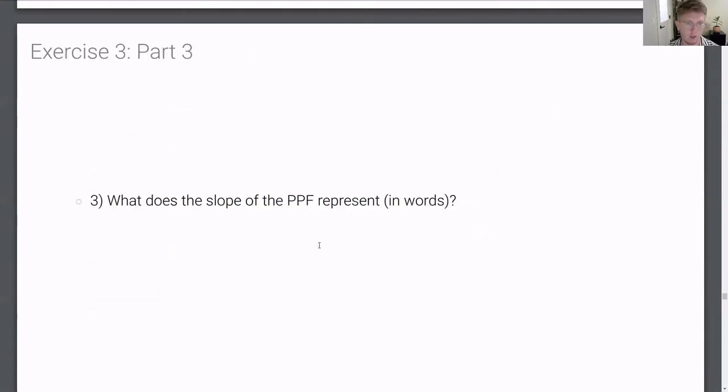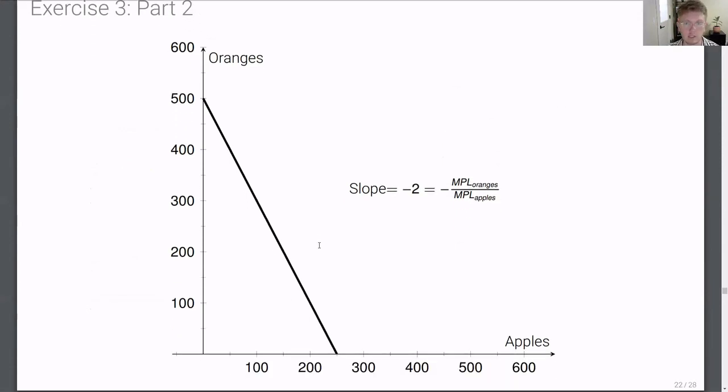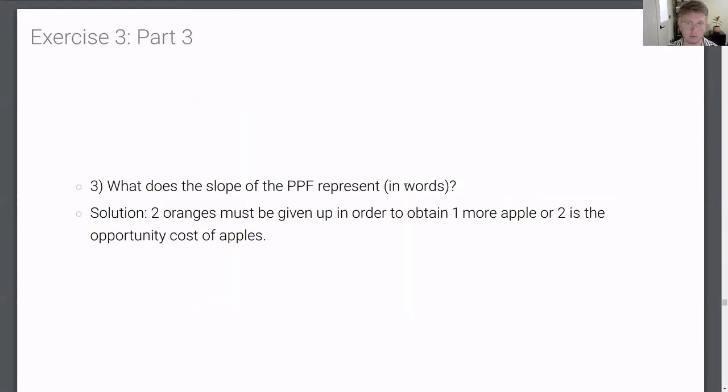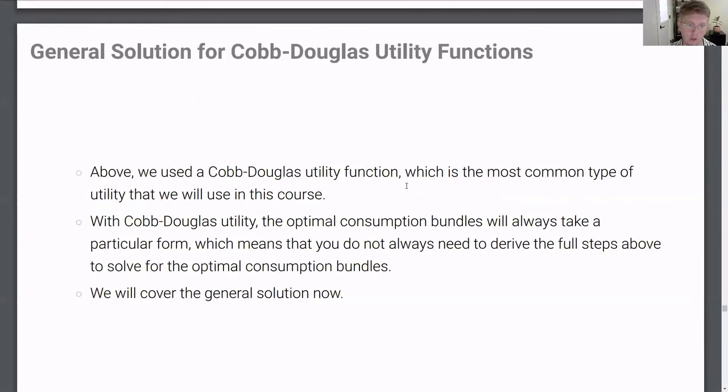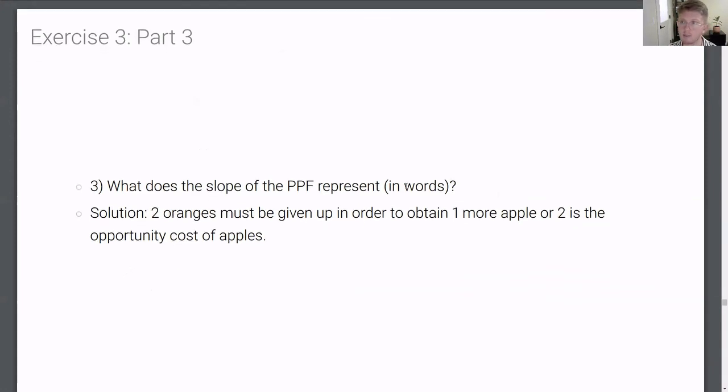Okay. And so what is the slope of the PPF representing in words? Well, notice it's just saying if I want to gain 1 apple, I have to give up 2 oranges. So it represents the opportunity cost of apples in terms of oranges. And so we'll be talking a lot about this later, especially in section 2. But for now, that is what I want to say about production possibility frontiers.